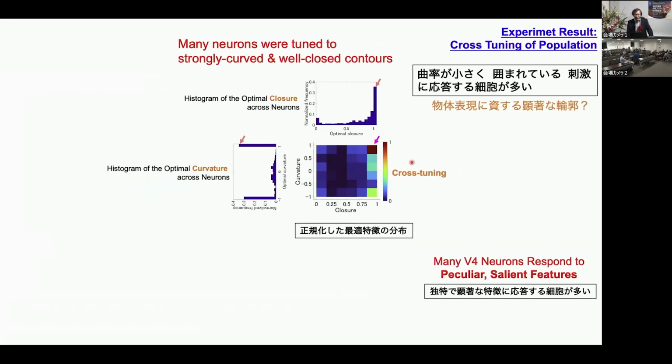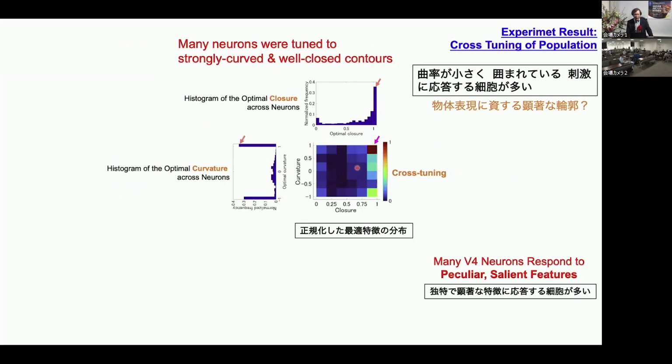This is the cross-tuning to closure and curvature. In this direction, this is the histogram of the optimal closure: this is the closure, and this is the number of cells. In this case, we can say that many neurons are tuned to well-closed contours. And this is the curvature. We can say that many neurons are tuned to acutely curved contours with either convex or concave fill.